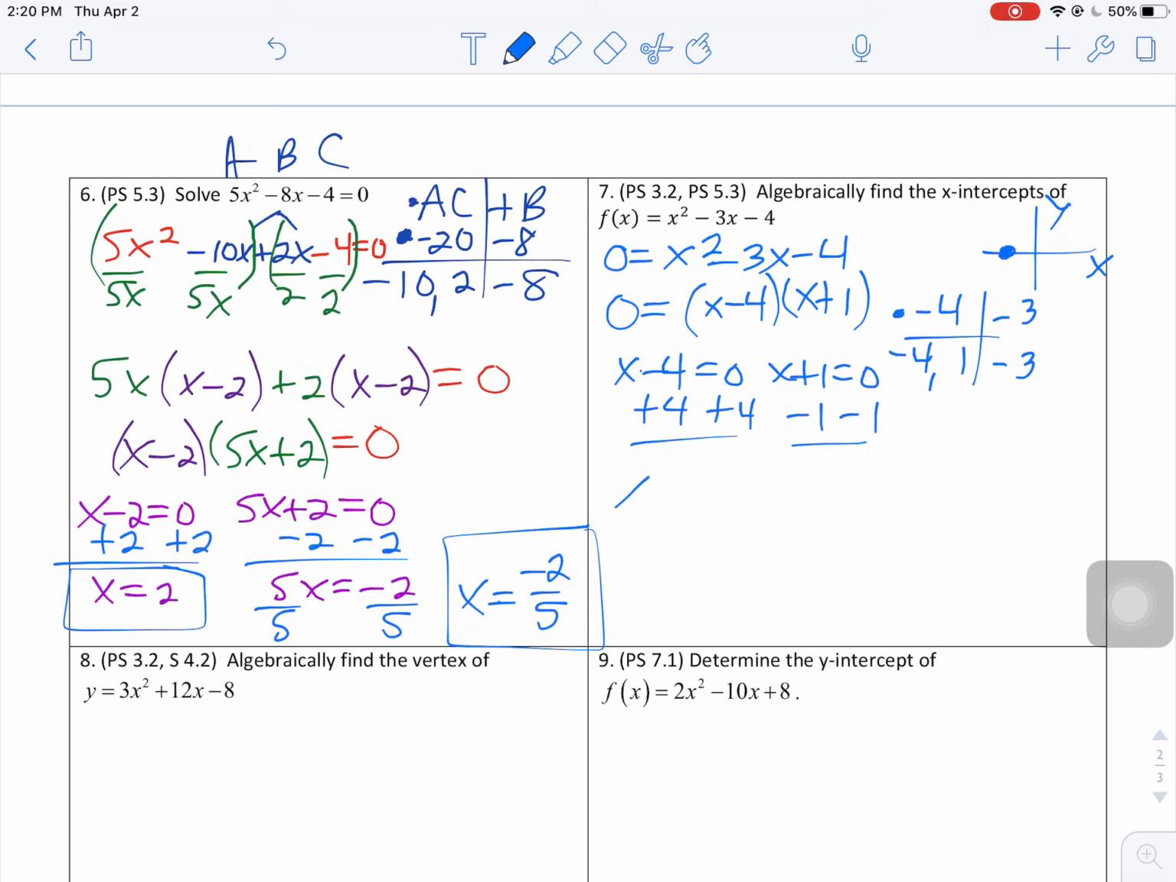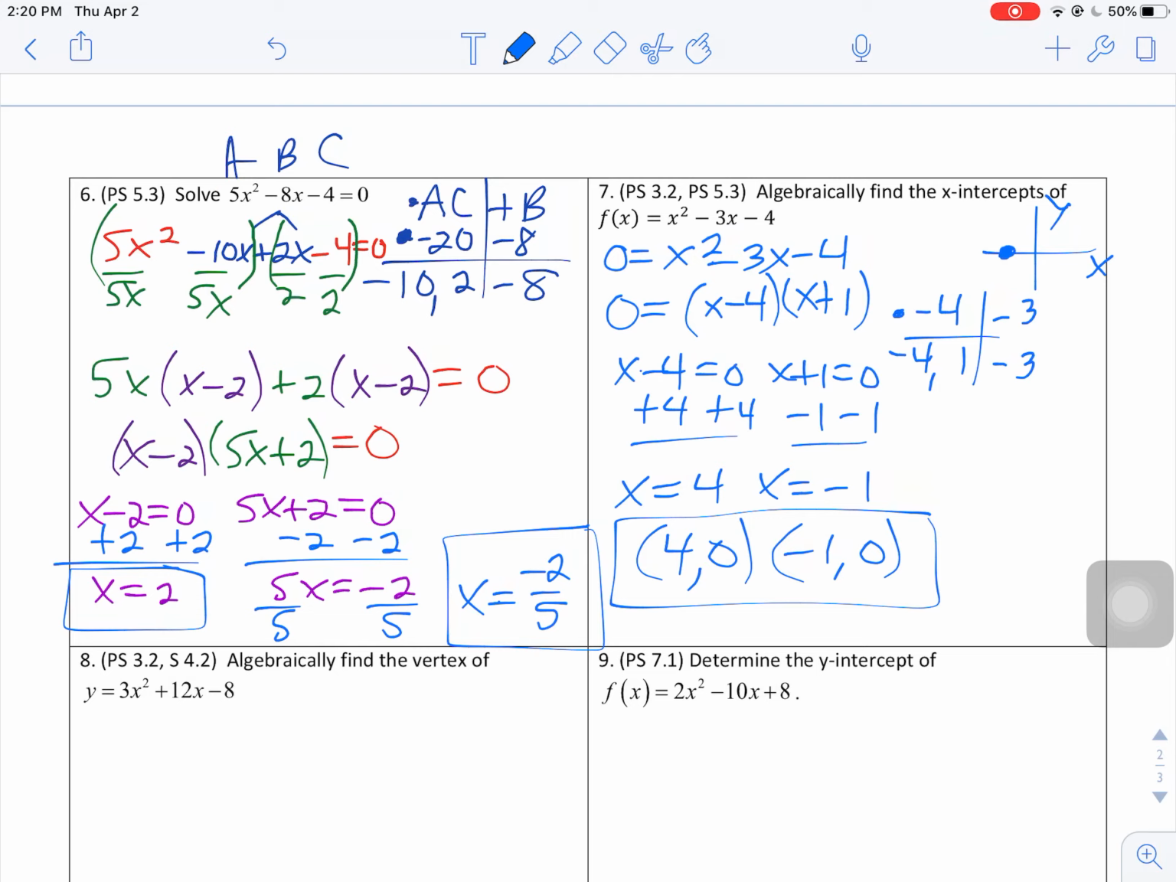So we have 4 and -1. The way this question is asked, let's write our final answers as the actual ordered pairs, because it wasn't just asking us to solve, it was asking us to find the x-intercepts. So let's actually say the coordinates of the x-intercepts.